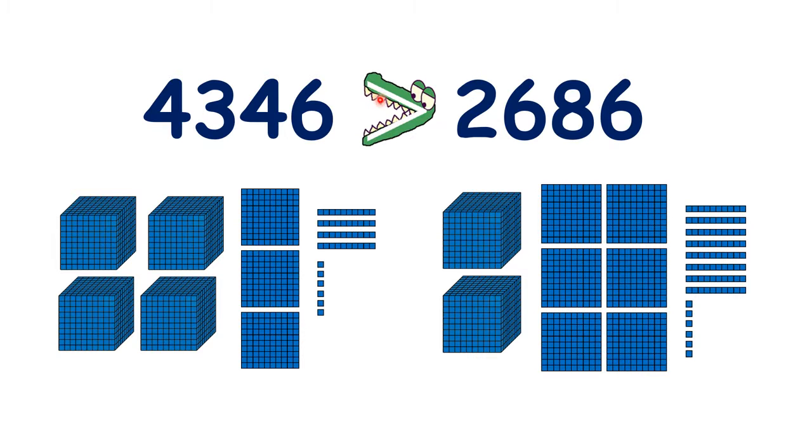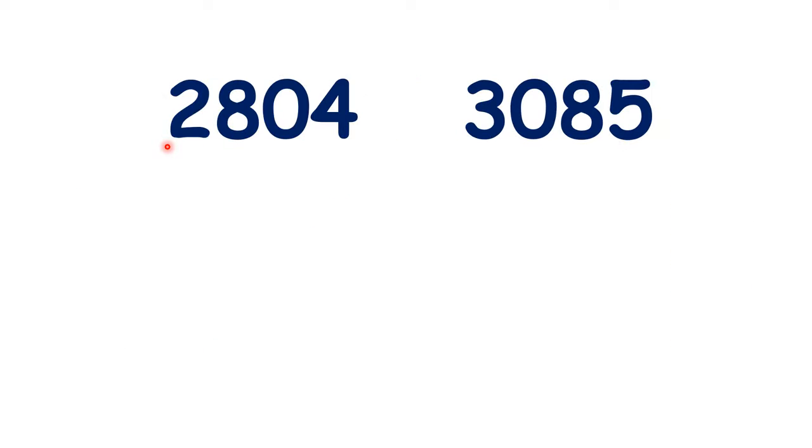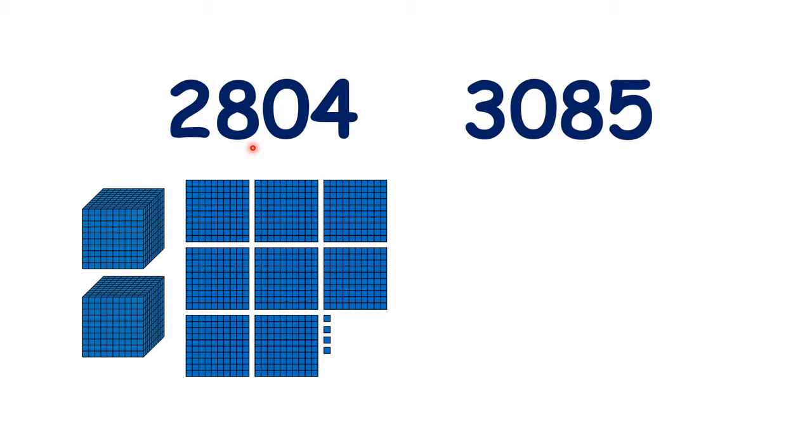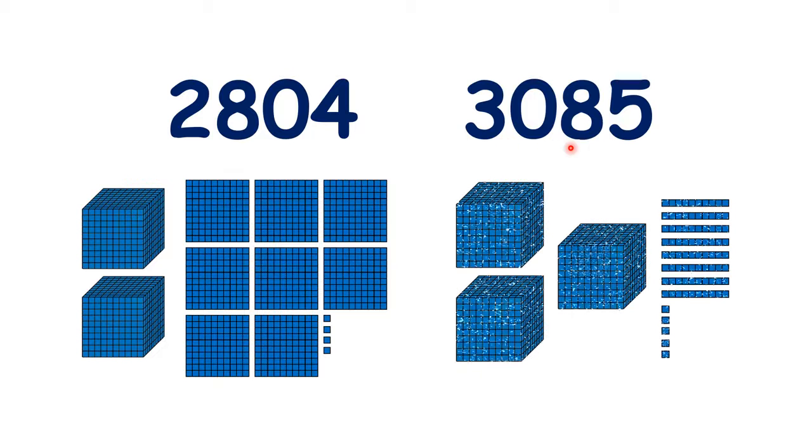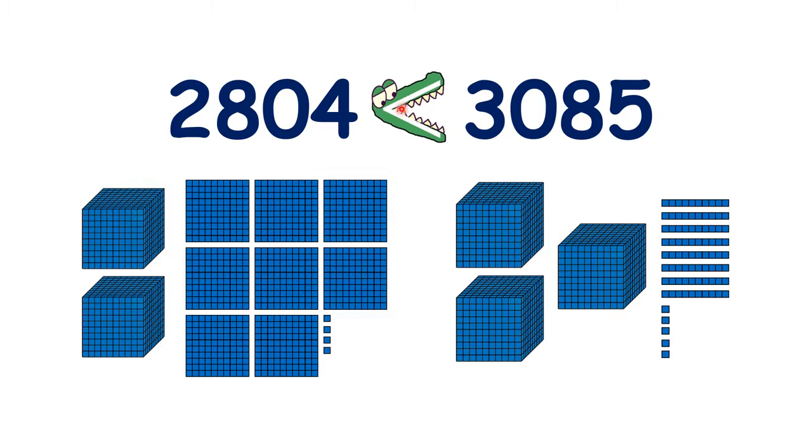And the way to remember the difference between the greater than and less than symbols is that the crocodile always snaps at the larger number. Which is larger, 2,804 or 3,085? Well, in this number we only have 2 thousands, and in this number we have 3. So again, the crocodile snaps at the larger number.